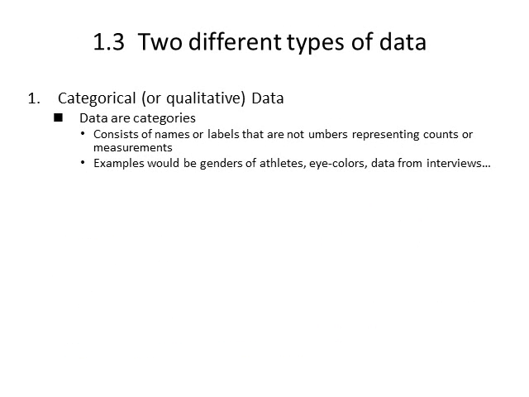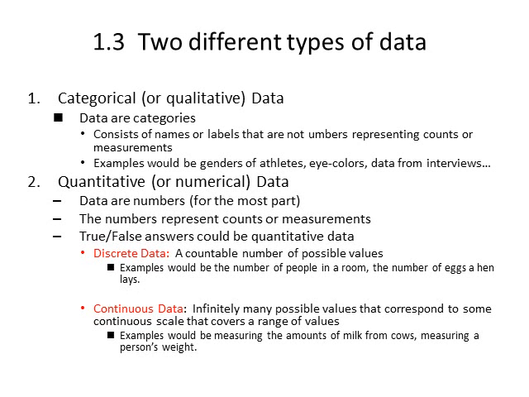Now let's look at two different types of data that we'll be studying. There's categorical data, which is sometimes called qualitative data. In this instance, data are categories. Categories could be names or labels that are not numbers representing counts or measurements. Examples could be genders of athletes, eye colors, data from interviews.